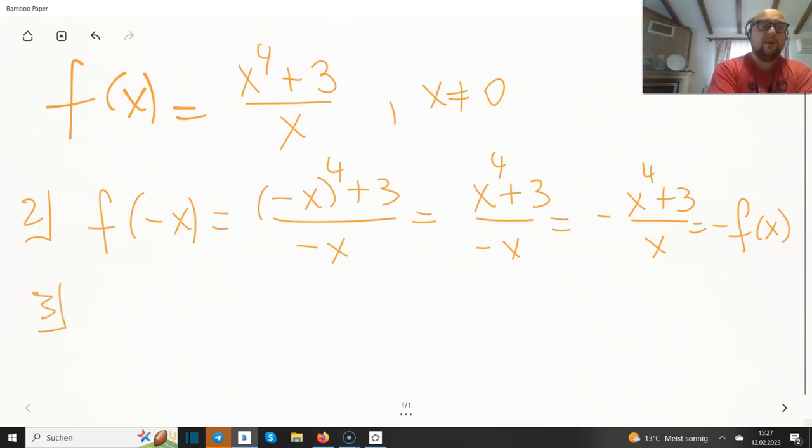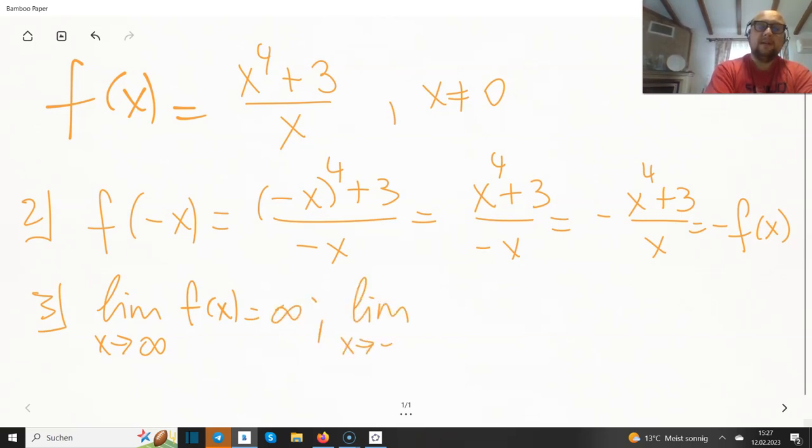Number 3, let's consider all the limits. I'm just writing them down. The limit of f of x as x towards infinity is plus infinity, and because of the symmetry again, I don't have to compute that much. That would be minus infinity. All right, next one.